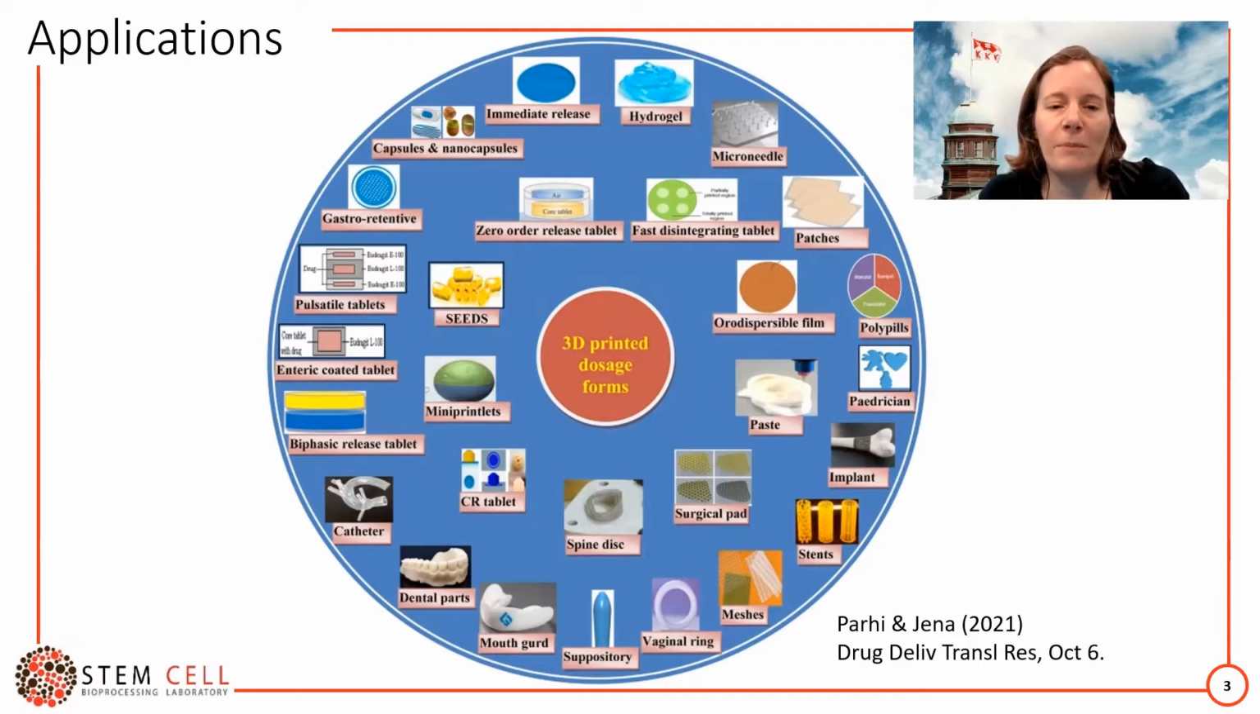You can also think about orthopedics or stents and catheters, where you want to adapt the device geometry to the physiology of the patient. You can also think about contraceptives and caplets even that are 3D printed. But not all of these things relate to microencapsulation, right?